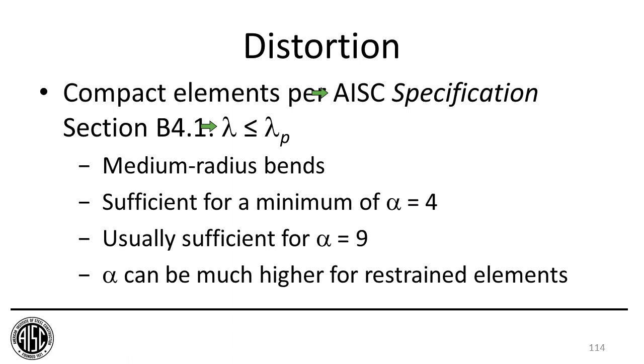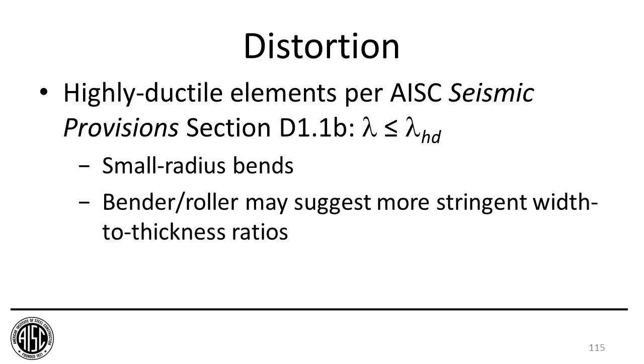All right, so generally that's going to be sufficient for a minimum alpha of 4, but I would be very comfortable going all the way up to 9 if lambda is less than or equal to lambda sub p. But if you're going to use restrained elements or mandrel or special rolls or something like that, your alpha can be much higher. So if you're in the early stages of design, and you end up calculating alpha equals 4, there's no reason to even stop and waste your time calling a bender roller at that point, unless you just want to get his schedule on when he can get something done.